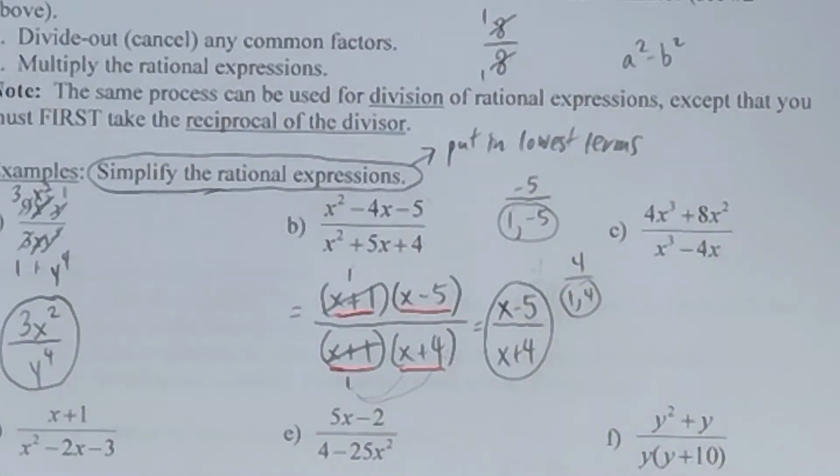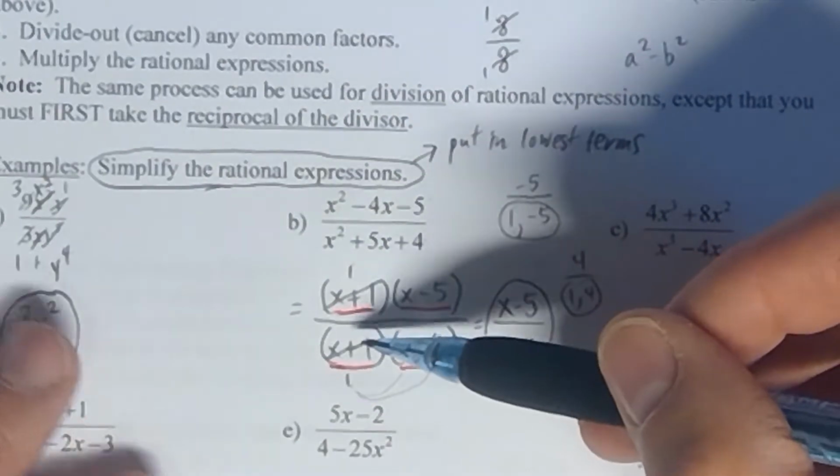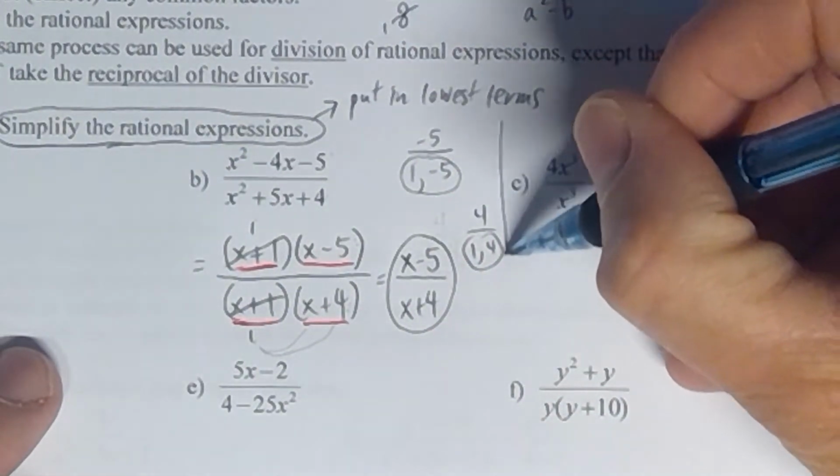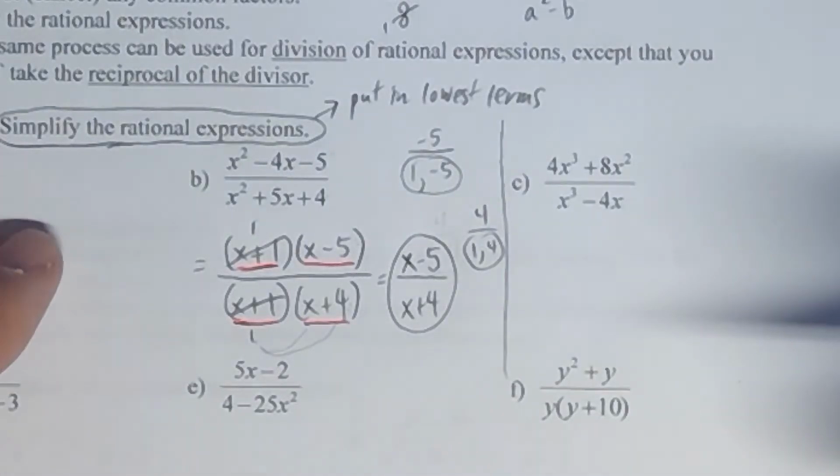You factor, and then if you have red factors, you're allowed to cancel if they are exactly the same. Okay, let's try that again. This one's going to look a little bit different, though. That's one of the reasons why we're doing it.